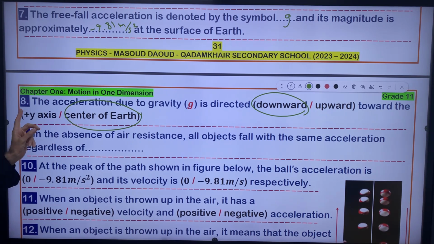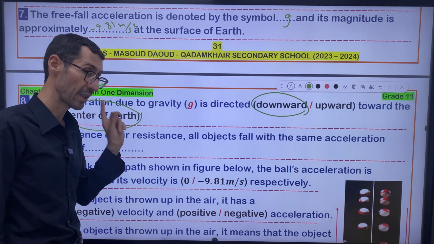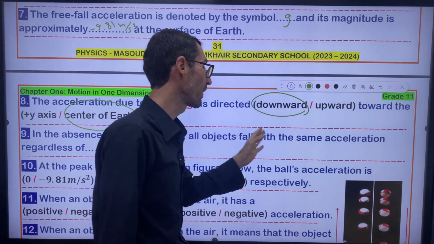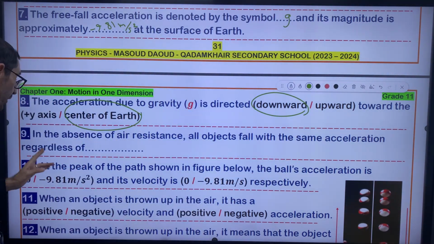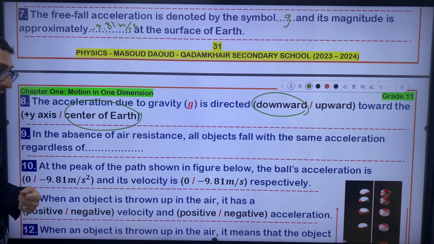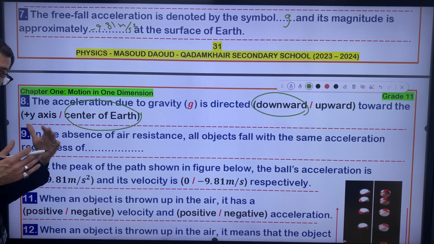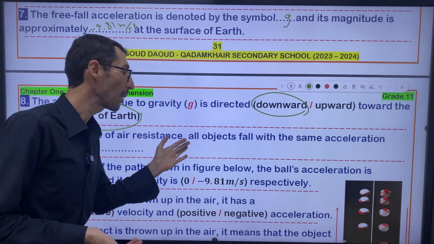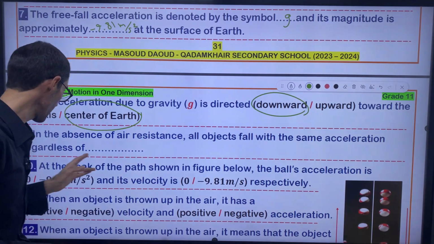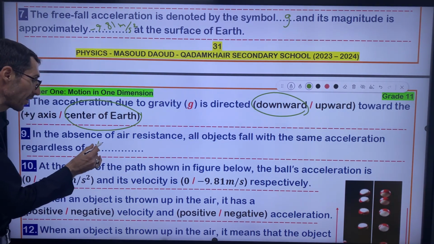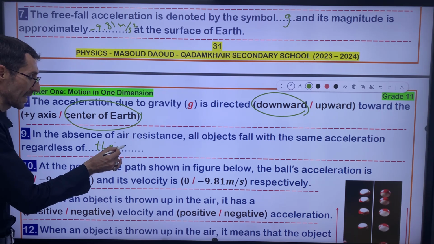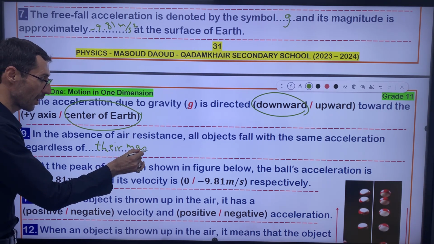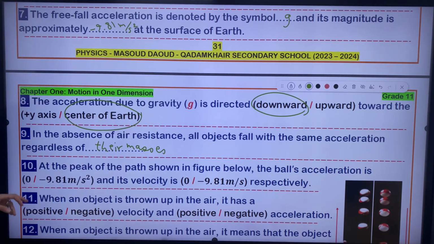Number 9: In the absence of air resistance, all objects fall with the same acceleration regardless of what? In the absence of air resistance, whenever you evacuate the air, all objects fall with the same acceleration, regardless of their masses.